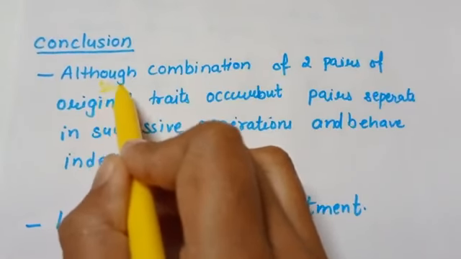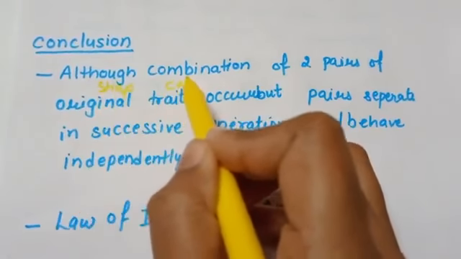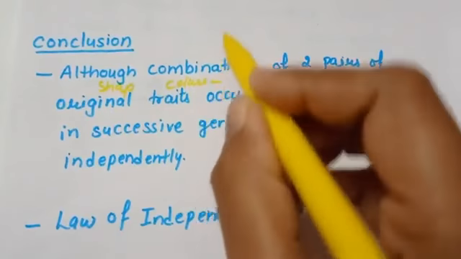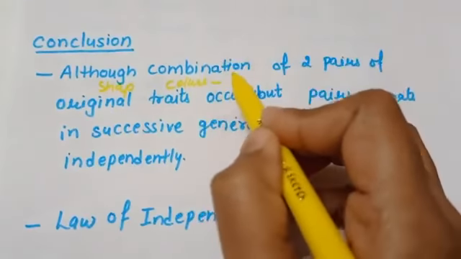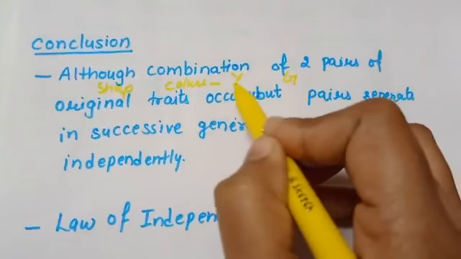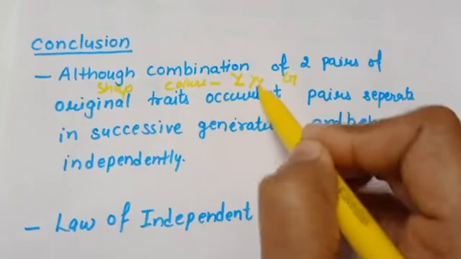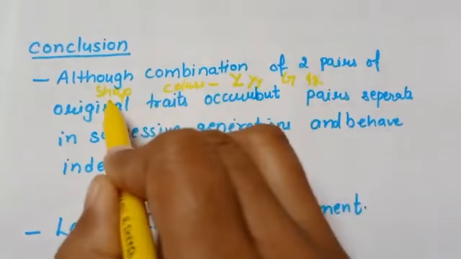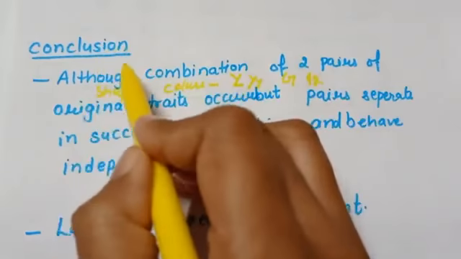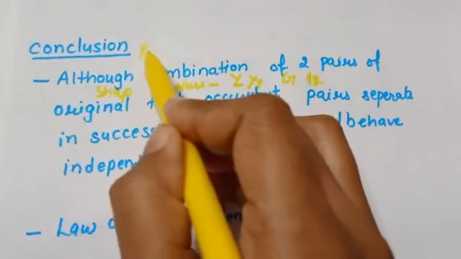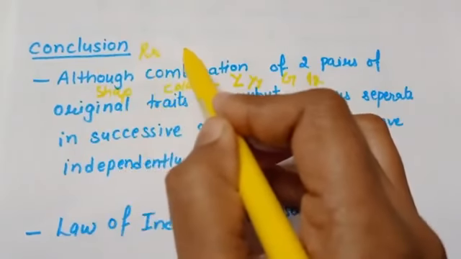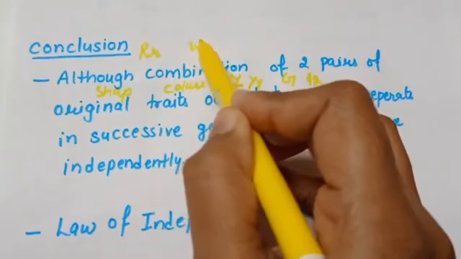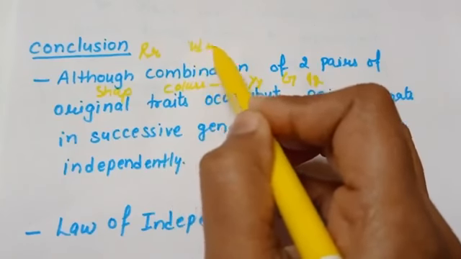shape and the color. For color itself we have either yellow or green. For yellow we will have the capital Y and the small y. For green we will have the capital G and small g. Similarly for shape we have round and wrinkled. For round we will have capital R and small r. For wrinkled, if we write it as W, then capital W and small w.